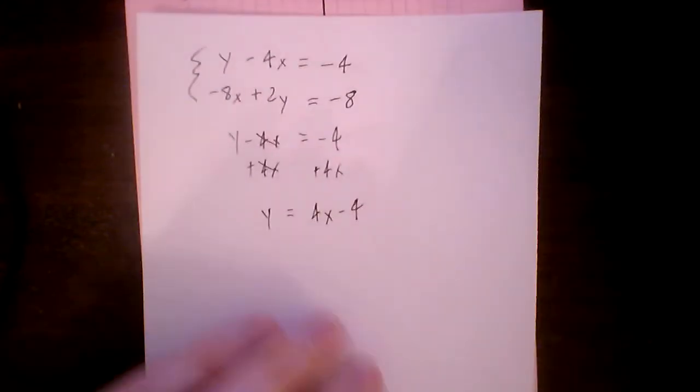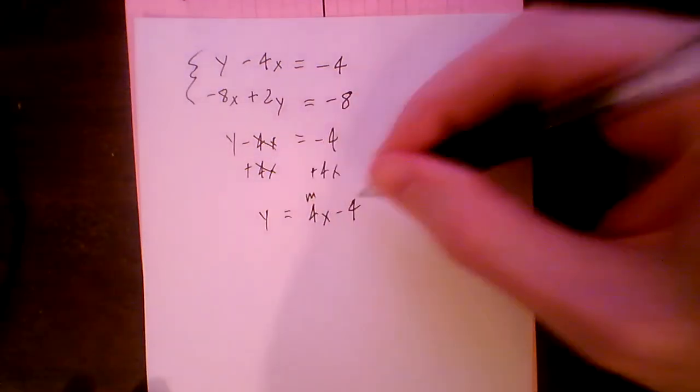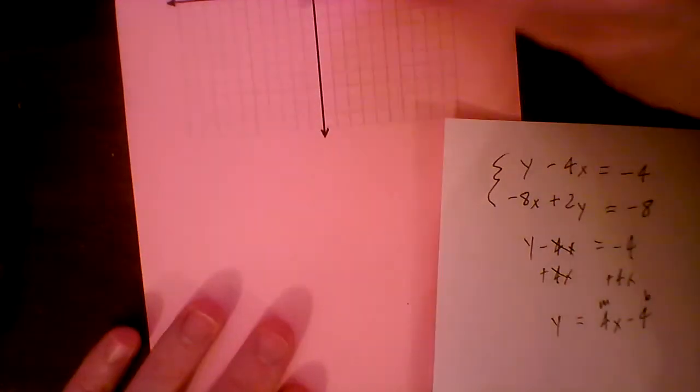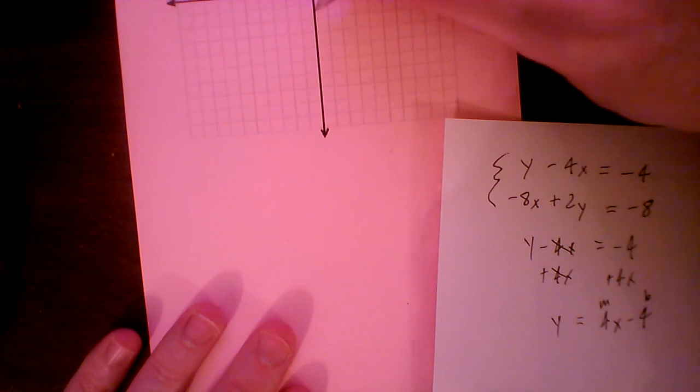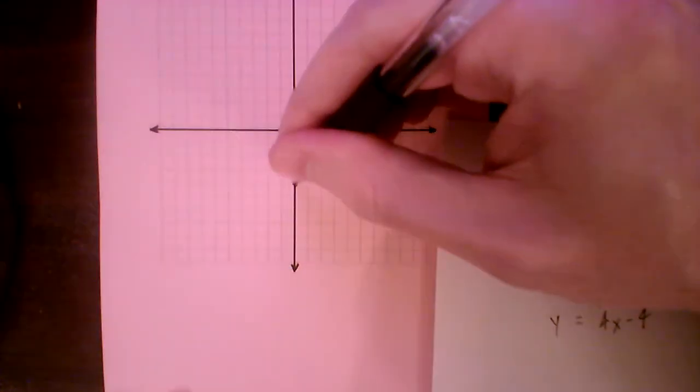And I've got it in slope intercept form, right? And if you recall, this is y = mx + b. So this is going to be my y-intercept. If I wanted to graph this, I would just start down here at -4, 1, 2, 3, 4 on my y-axis, right? So right down here.